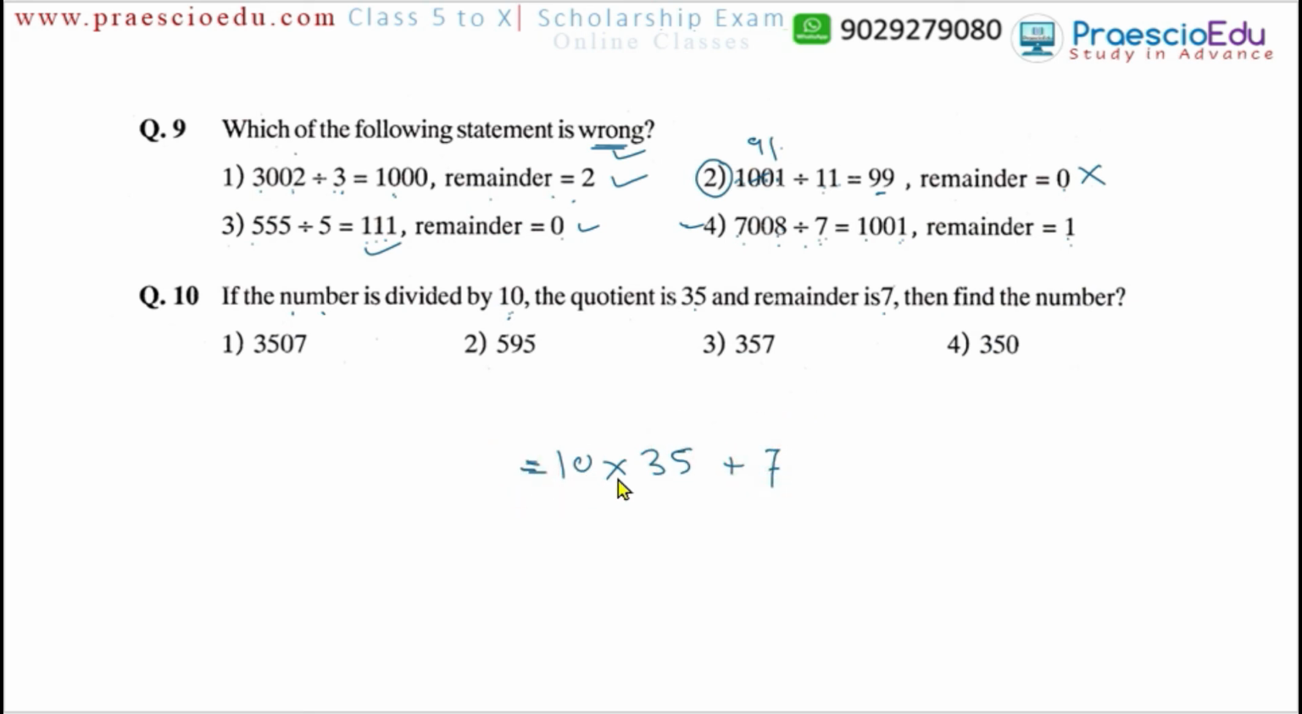By the BODMAS rule, we have to carry out multiplication first. So 10 multiplied by 35 is 350, plus 7. After this addition, it will be 357. 357 is given in option number 3.